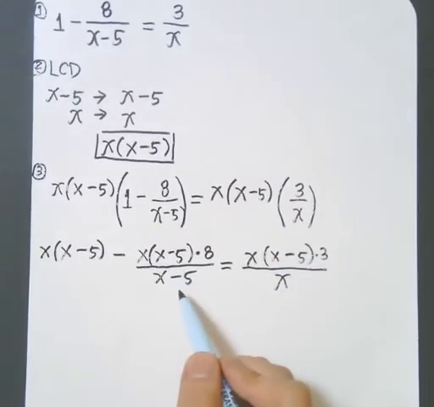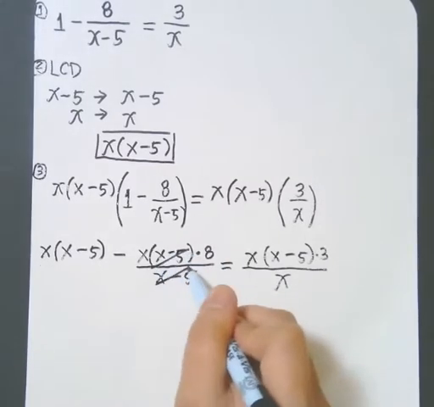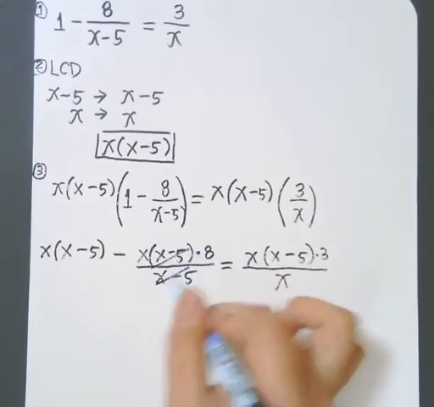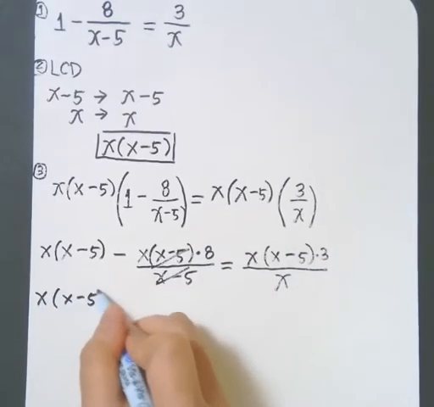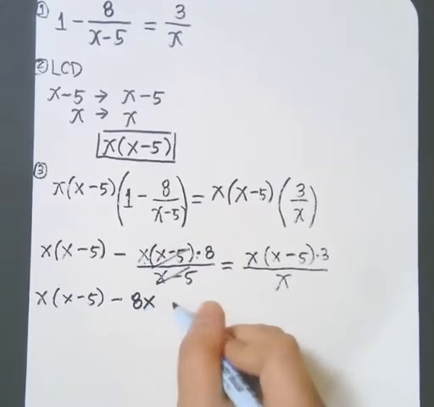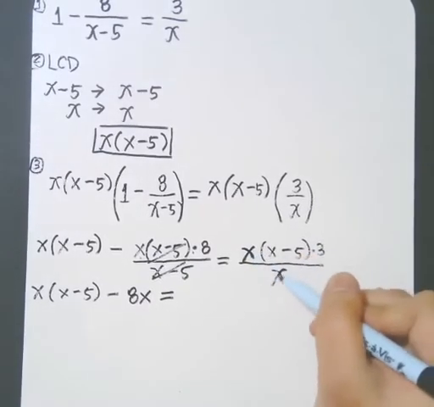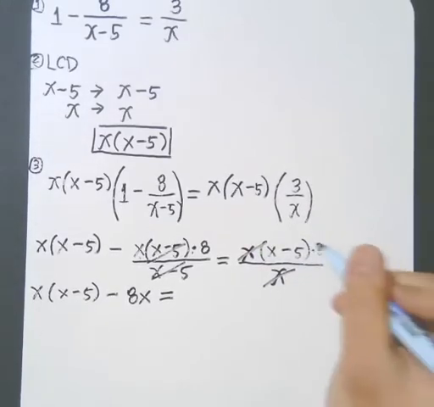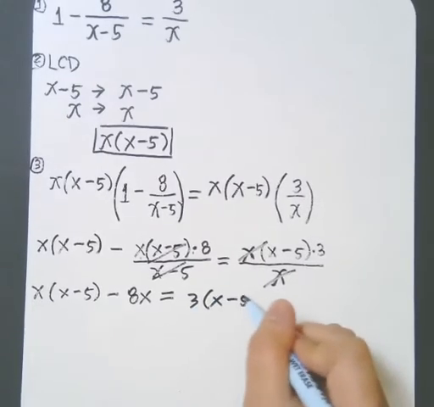As you can see in here, we do have common factors, so we can just divide this out. x minus 5 divided by x minus 5 is equal to 1. So we divide that out. We write x times x minus 5 minus x times 8 is 8x is equal to x and x are common factors, so we can divide this out. x divided by x is equal to 1. And we have 3 times x minus 5.